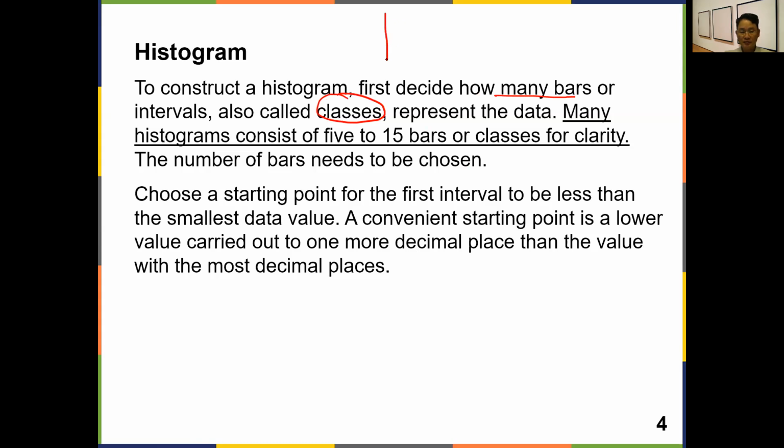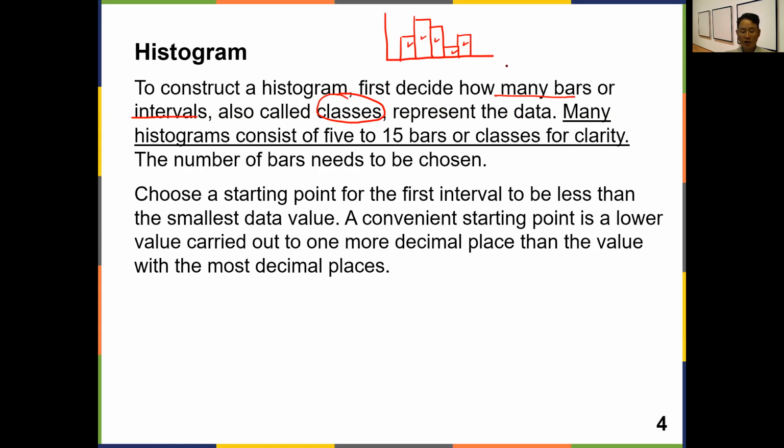For example, let me give you an example. Let's say you build a histogram and let's say it looks like this. Then how many class or classes did you use? Well, we used 1, 2, 3, 4, 5 classes. We used 5 classes here. So class, sometimes they call it an interval, sometimes they say bar, but usually class is the proper or popular name. So how many classes are recommended?